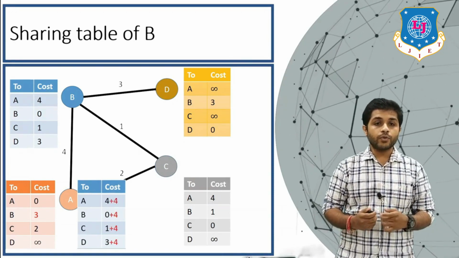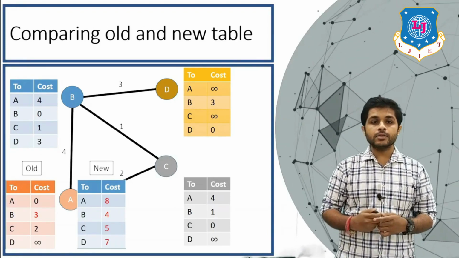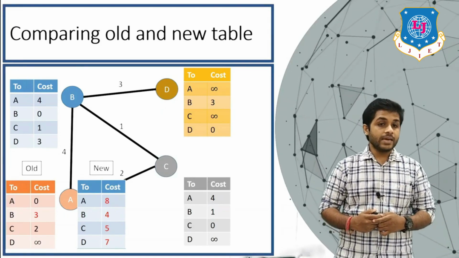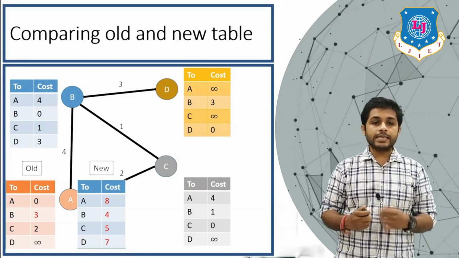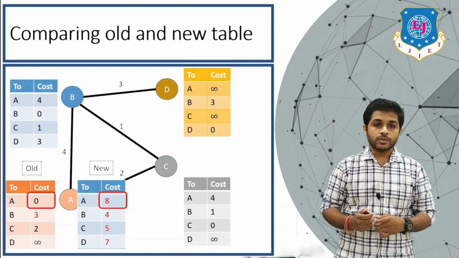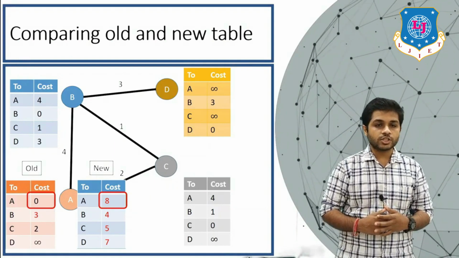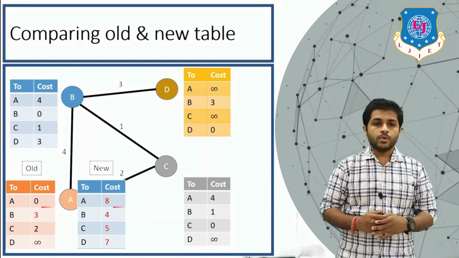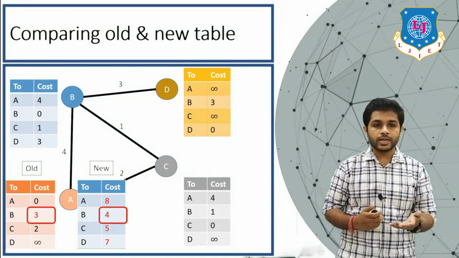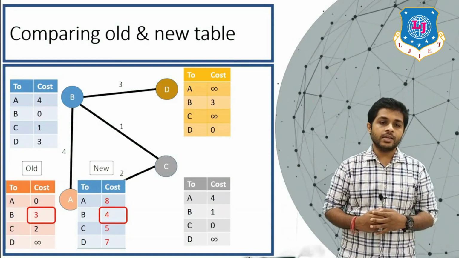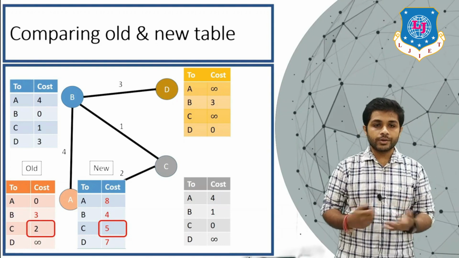So A will add 4 to each and every entry in the received B table, and again there will be two tables. Now A will compare the two tables, the new table and the old table. So let's compare the first entry. What is the minimum value in the first entry? Which is 0. So A will not make any change to its own table. What is the minimum value in the second entry? Which is 3, which is already the minimum value, so A will not make any change in its own table. That is true for the third entry too.